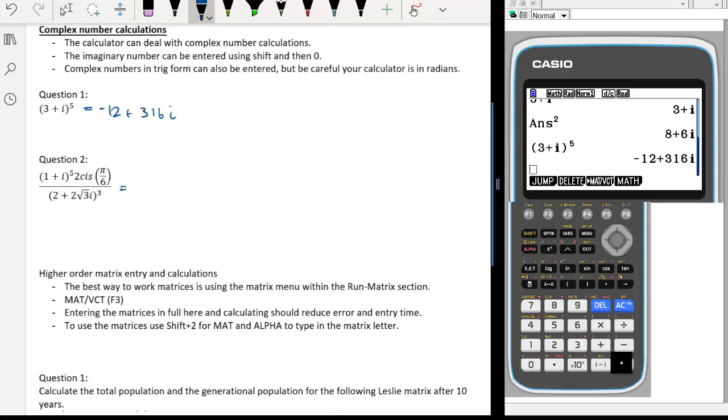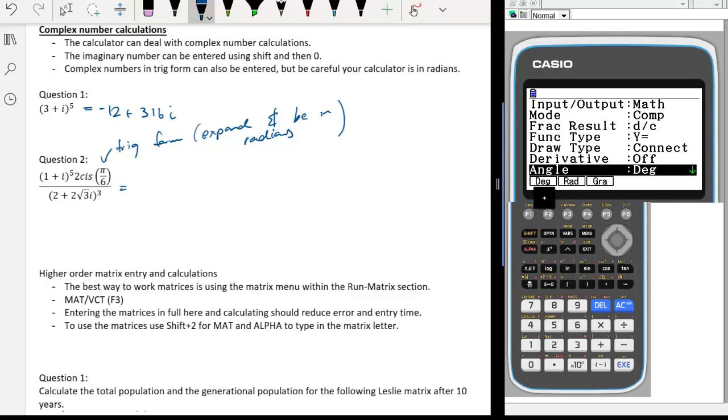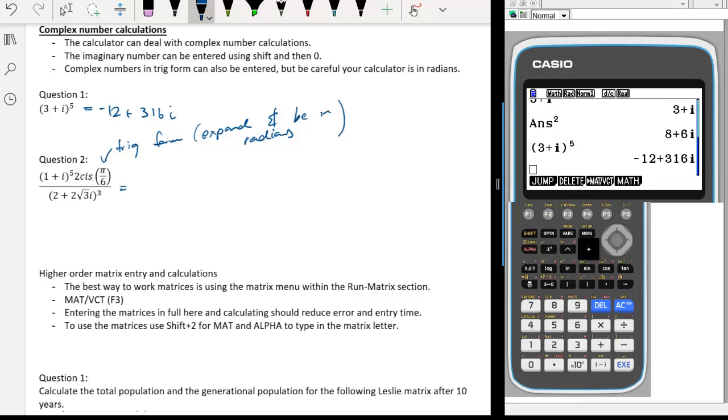Now, if we look at this question here, it's a little bit more complicated. We've got a couple of brackets over a fraction, and we've got a complex number in trig form. Make sure if you're entering in trig form, you'll have to expand it, and you'll have to make sure you're in radians. If you don't remember how to make sure you calculate in radians, you hit Shift and then Menu, and you come down to the angle. Angle is what you want to be in radians. If you're in degrees, you'll have to hit F2 to change it back to radians, and then we can go back and do our calculations.